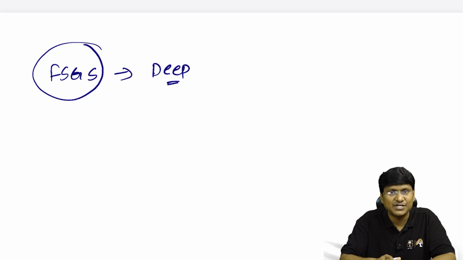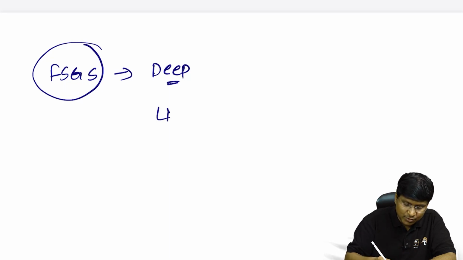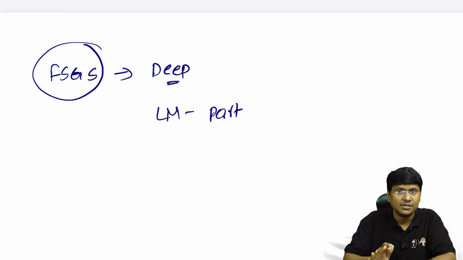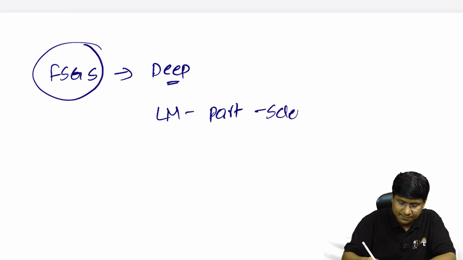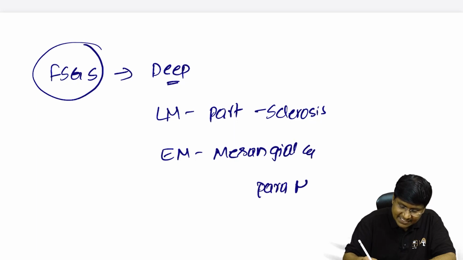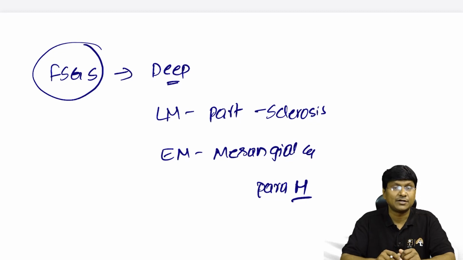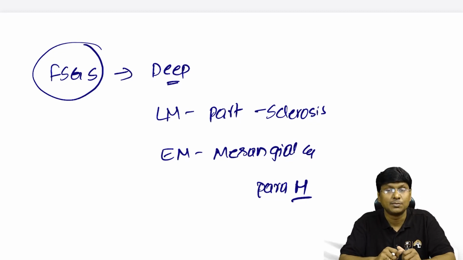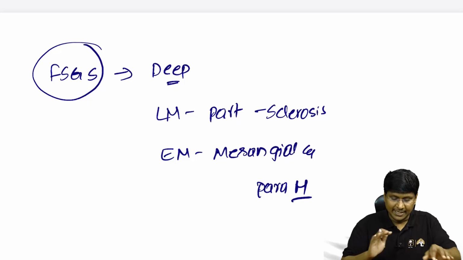And when you do a biopsy, under the light microscopy you will see that it is only part of the glomerulus which will undergo the sclerosis, right? Whereas electron microscopy will show you the presence of mesangial as well as paramesangial deposits in patients with focal segmental glomerulosclerosis, right? Now, next question.